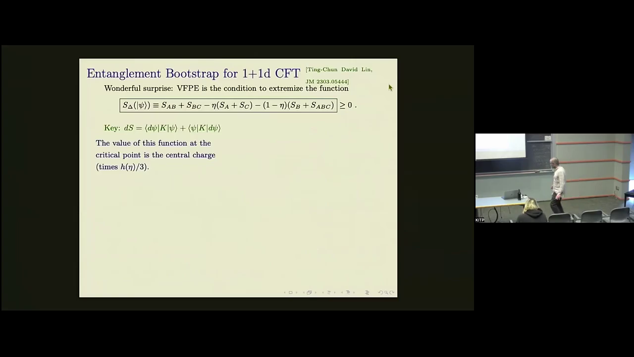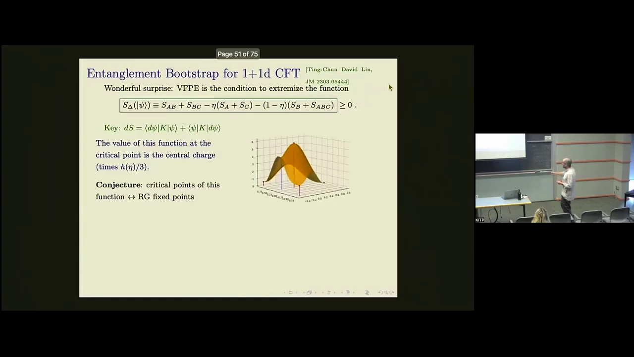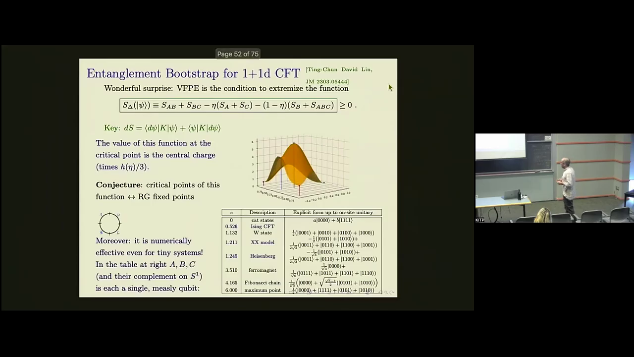And so here's a wonderful surprise. Okay, I'm going to have to stop soon, but this is maybe the most important picture. This condition, this vector fixed point equation, is the condition to minimize a certain linear combination of entropies. And the value at the minimum determines the central charge. So there's some function on the space of states whose critical points satisfy this condition. It's very natural to conjecture that the critical points of this function correspond to renormalization group fixed points. And that, moreover, the shape of the function near the fixed point has some information about the spectrum of the CFT. And this leads to a picture where we can replace each of these intervals.